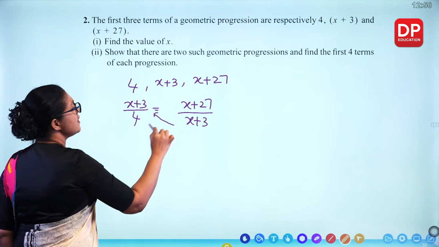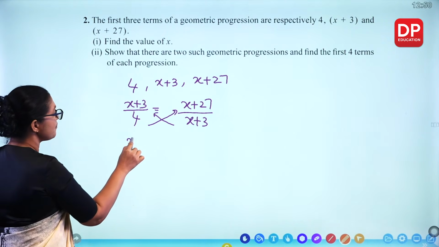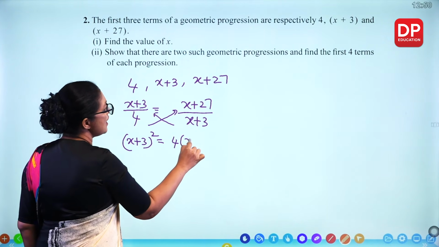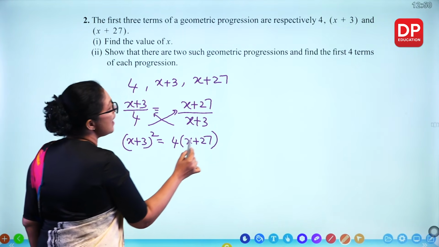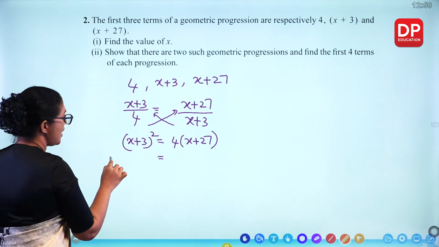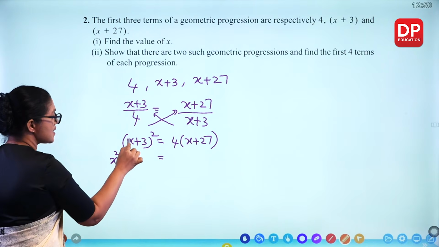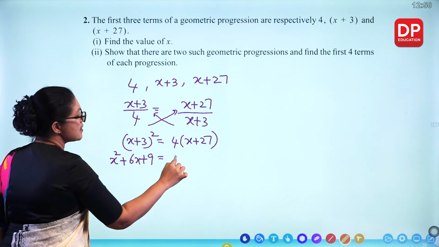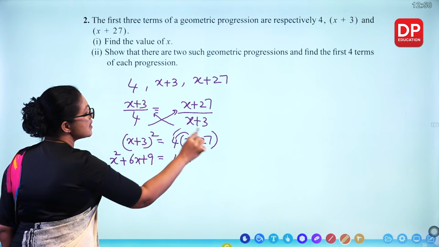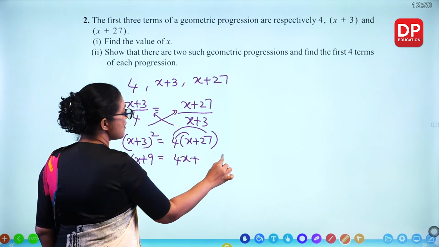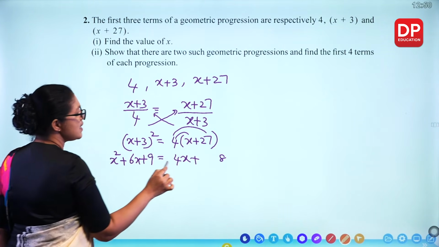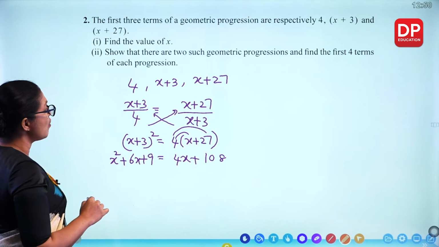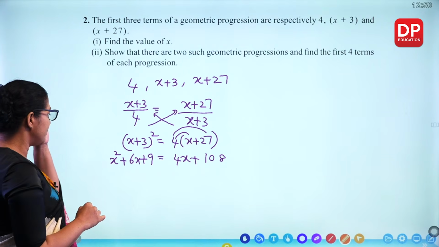Cross multiply and solve for x. (x + 3)² is equal to 4 times (x + 27). And (x + 3)² gives you x² plus double of this, 6x, plus 9, is equal to 4x plus 4 times 7, 28, 4 times 2, 8, plus 2, 10. Now you get a quadratic equation.